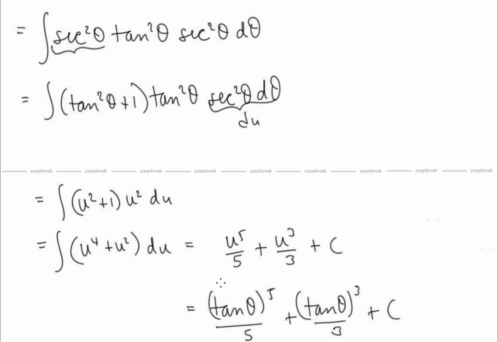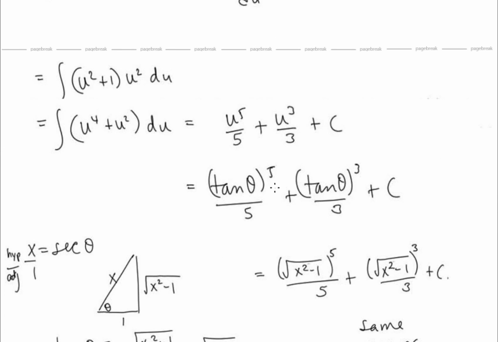In terms of theta, that looks like tan theta to the 5th over 5 plus tan theta to the 3rd over 3 plus a constant. But remember that we need to write this in terms of x to complete our solution.